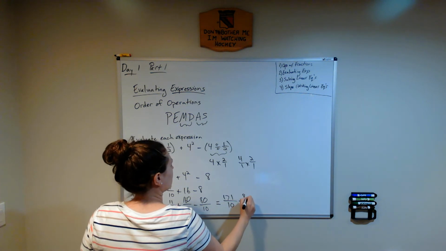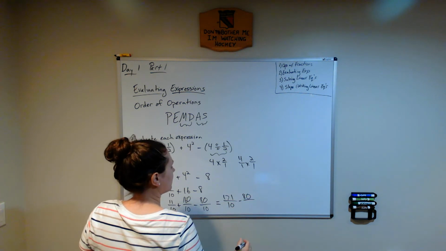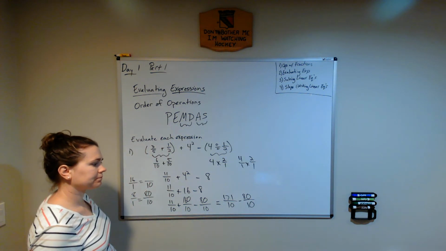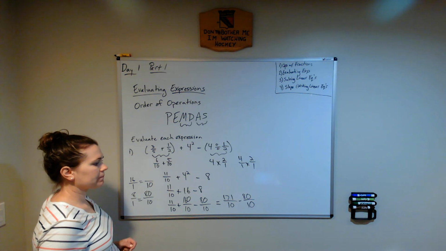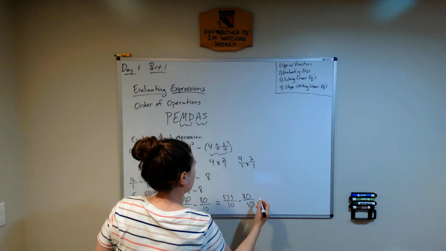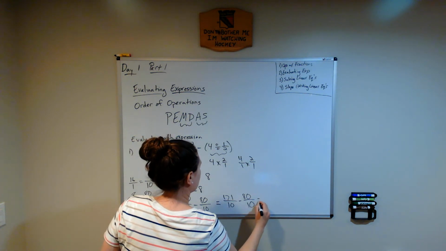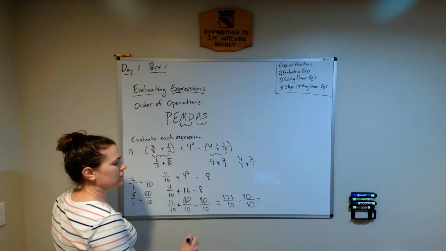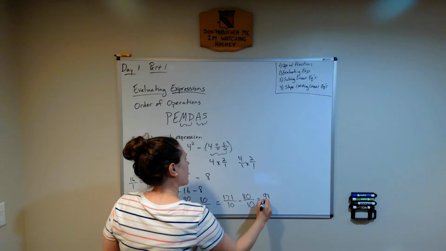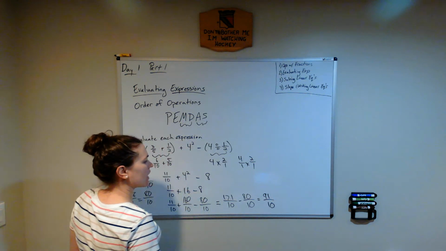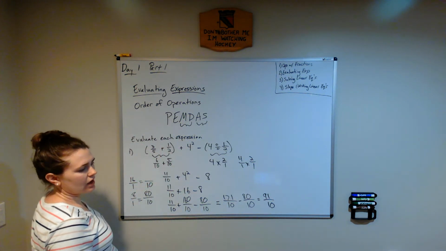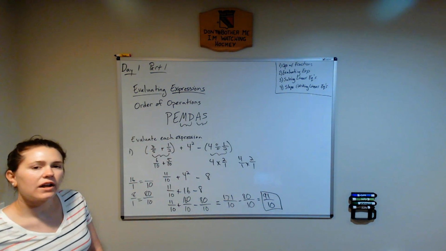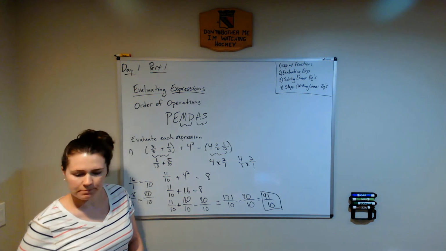minus 80 over 10. All right. And we take care of that, and that's going to put us at 91 over 10, and 91 over 10 cannot be simplified any further, so that is what our expression evaluates to be.